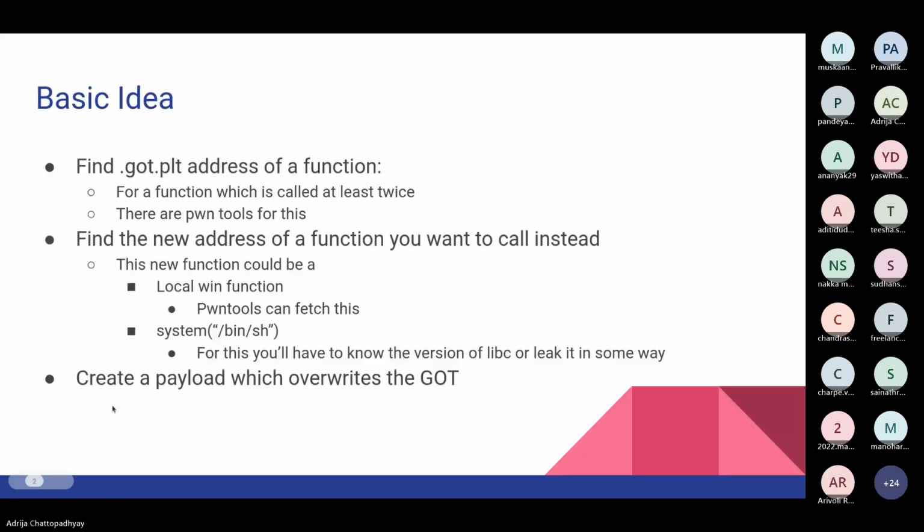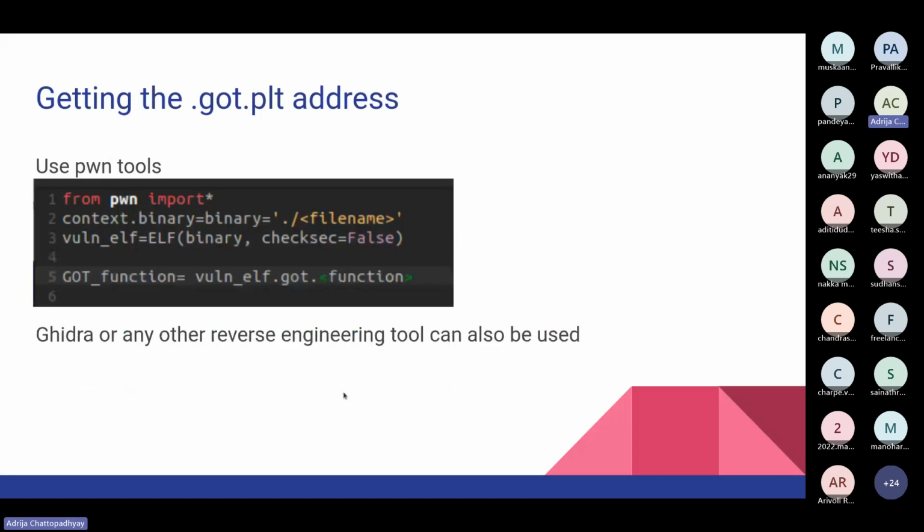The third part of this exploit is creating the payload which will write into the GOT. Okay, so let's go into each of these. First, getting the .got.plt address. We can use pwntools, Ghidra, or any other reverse engineering tools to find the .got.plt address of a particular function.